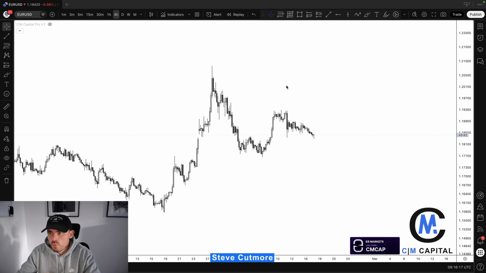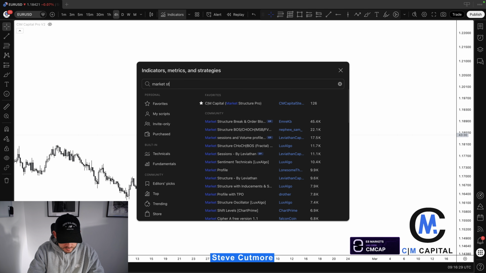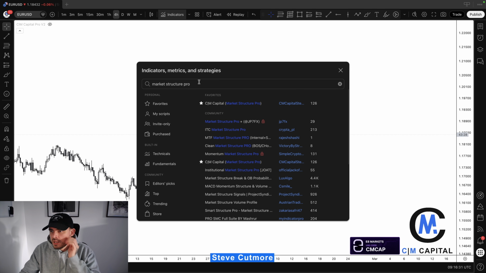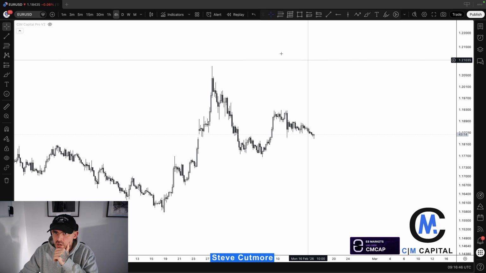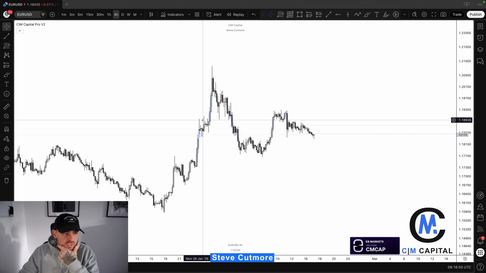So once you've got your TradingView set up, what you want to do is click indicators at the top here, go to technicals, and all you need to do is type in Market Structure Pro. Obviously I've already favorited it, but you just look for CM Capital Market Structure Pro by CM Capital Steve, that's me. Start that indicator, and then just click it and it will pop up on your chart.